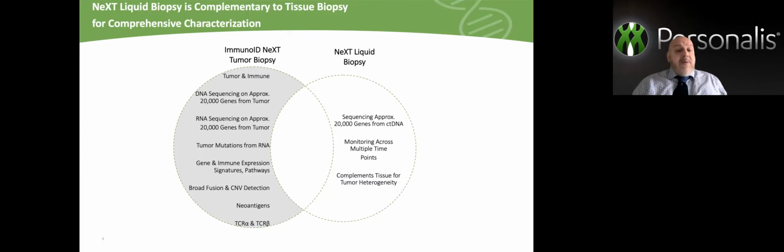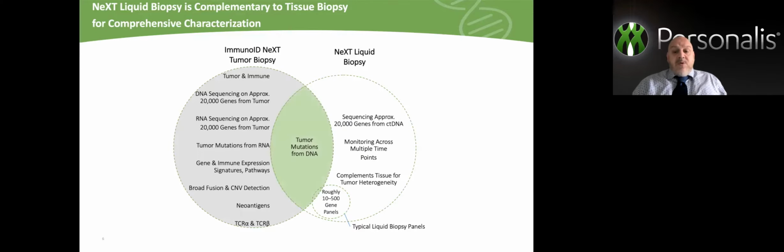Our Next Liquid Biopsy product is shown on the right side of the Venn diagram, and the liquid biopsy itself is also important because of the inter and intra-tumor heterogeneity. And we're really addressing that problem much more with the whole exome and 20,000 gene approach than others do with just small 10 to 500 gene panels. And of course, with liquid biopsies, you have a convenient and high compliance way of acquiring samples.